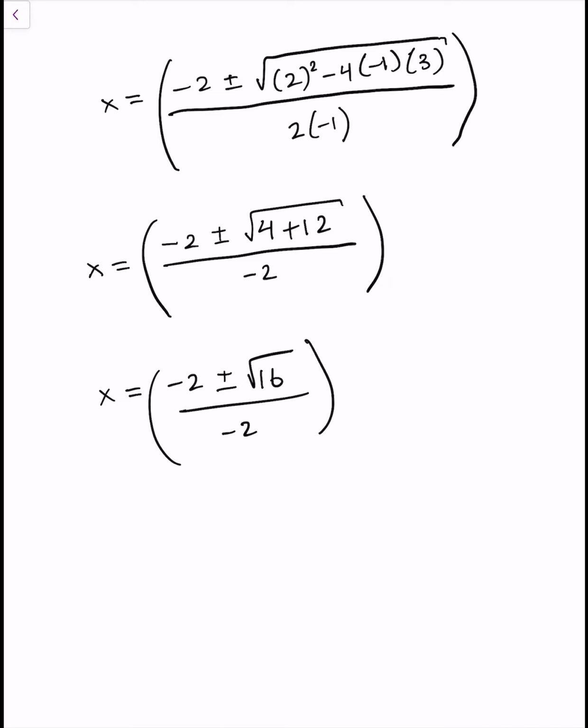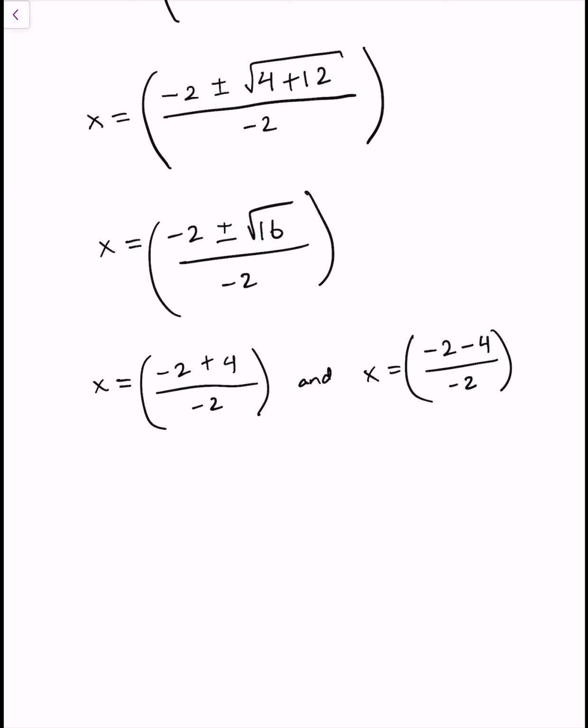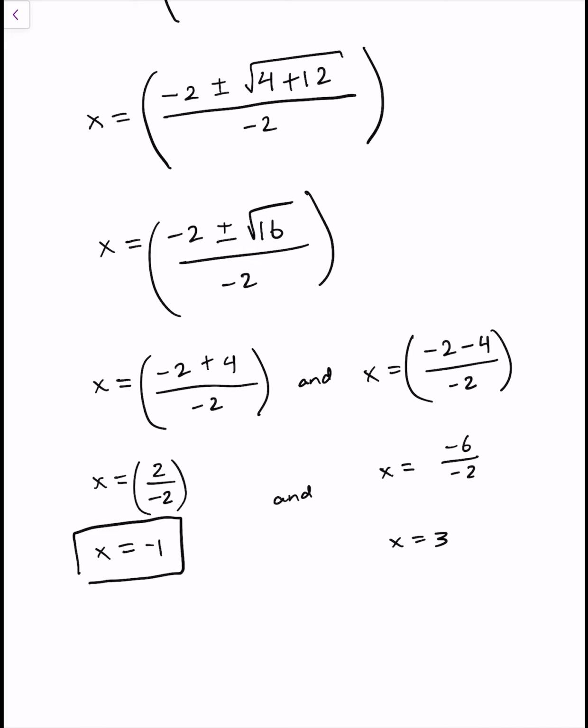The square root of 16 is 4. So this is x equals negative 2 plus 4 divided by negative 2, and x equals negative 2 minus 4 divided by negative 2. And we'll simplify that further. This is 2 divided by negative 2, so x equals negative 1, and x equals negative 6 divided by negative 2, so x equals positive 3. And those are your two solutions.